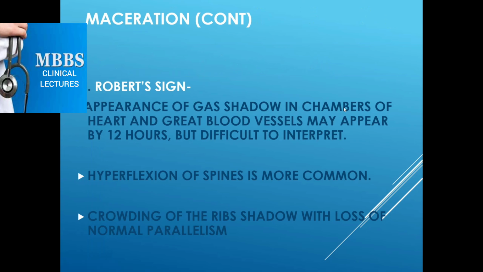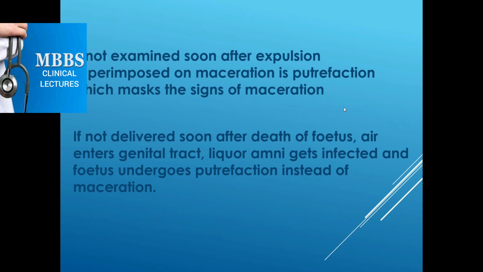Roberts sign is another sign which appears after 12 hours of death, and it is the appearance of gas shadow in the chambers of the heart and great blood vessels. It may appear after 12 hours, but it is difficult to interpret, so not important. There may be hyperflexion of the spine and overcrowding of rib shadows with loss of normal parallelism in the case of a dead fetus.